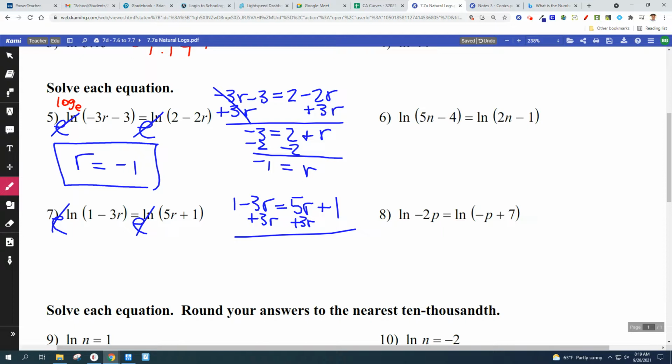I like doing that because a lot of the times it helps me avoid negatives, and it's just easier to handle numbers that are positive. We've got 1 equals 8r plus 1. I'm going to subtract the 1 over. Sometimes people get confused, but that's 0. 0 equals 8r. If I divide by 8, 0 divided by anything is going to be 0. R equals 0.